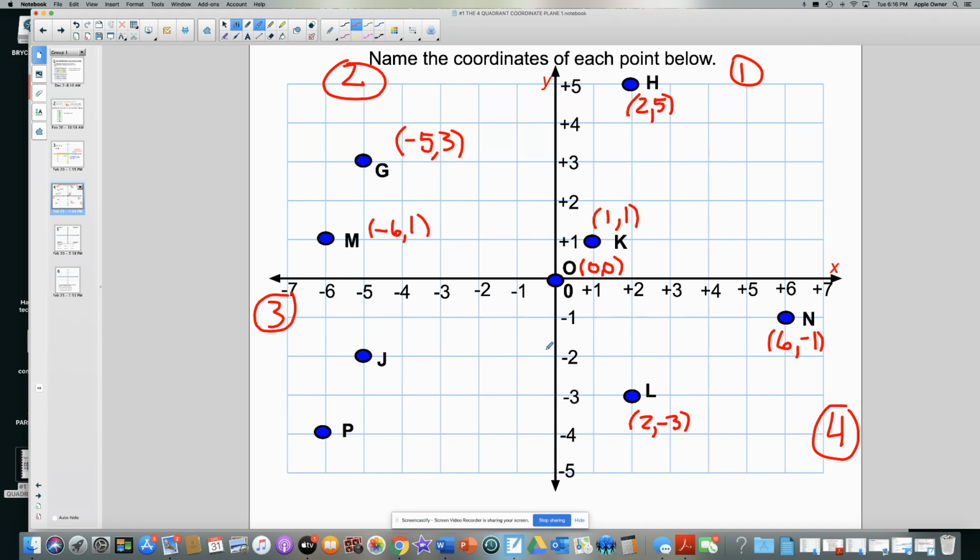Now, if we look at J, we have -5, -2. It's a little messy, sorry about that. And I'll apologize in advance. I'm trying to get used to writing with a mouse, and it's not as easy as the pen I usually use. And P is -6, -4. So as you can see, we're still doing the same thing. We're always on the horizontal axis first, and then we deal with the y-axis.